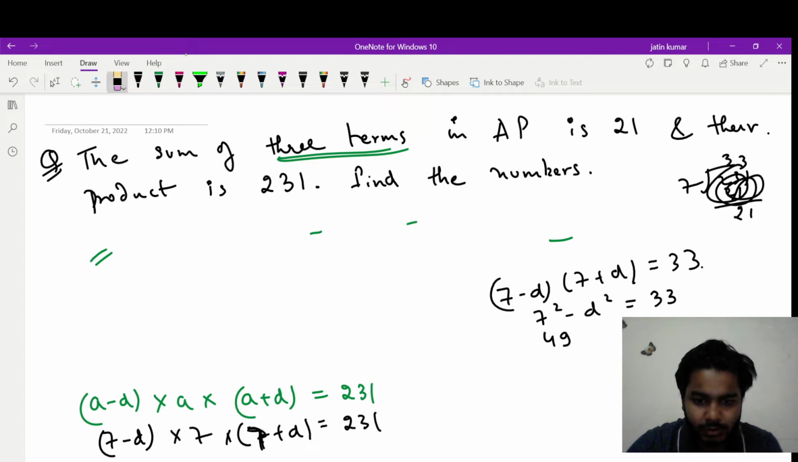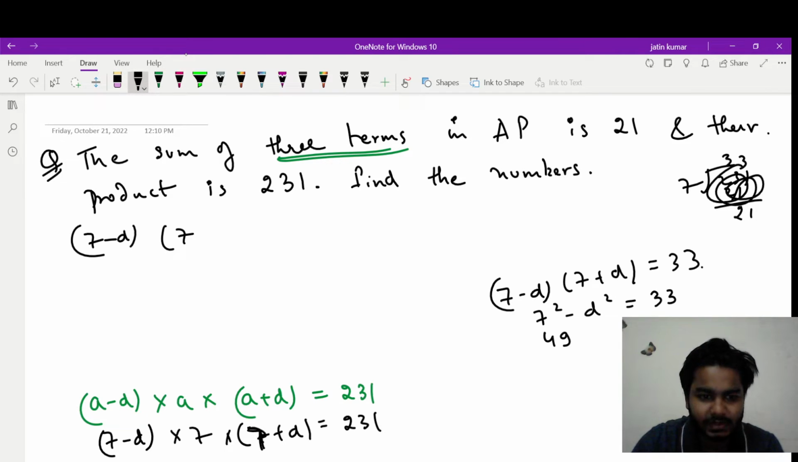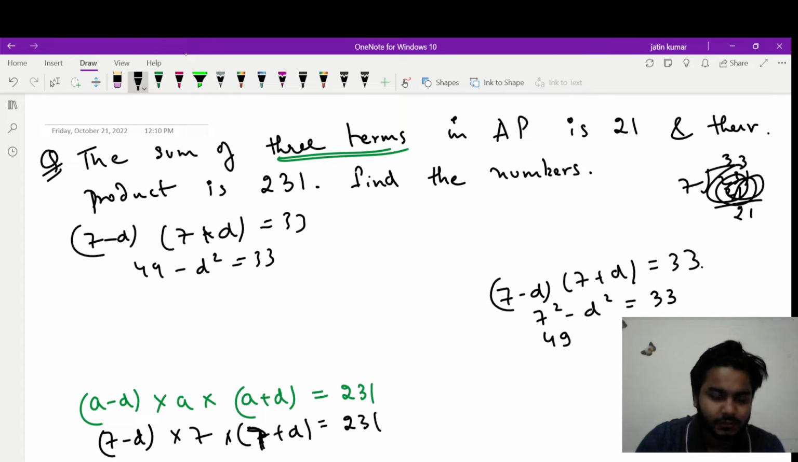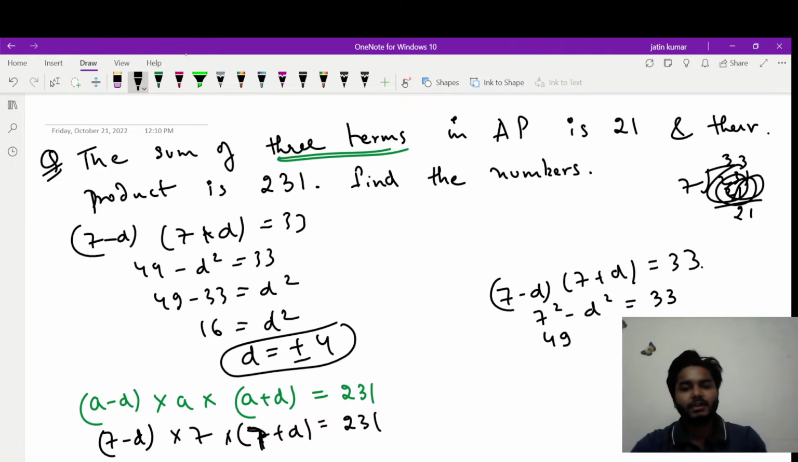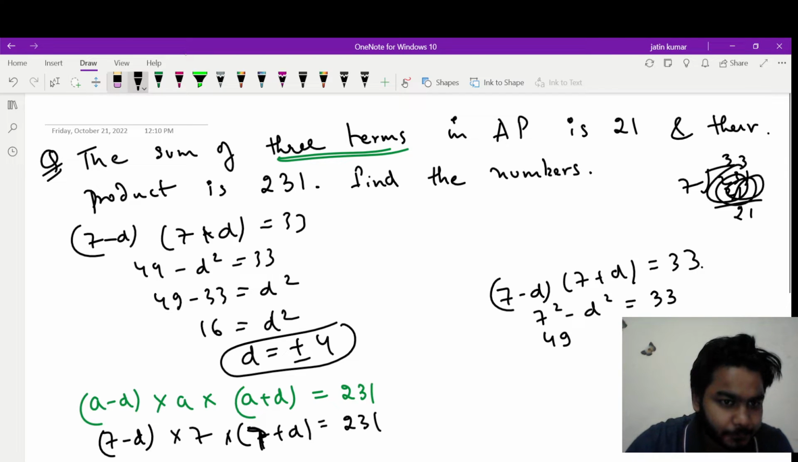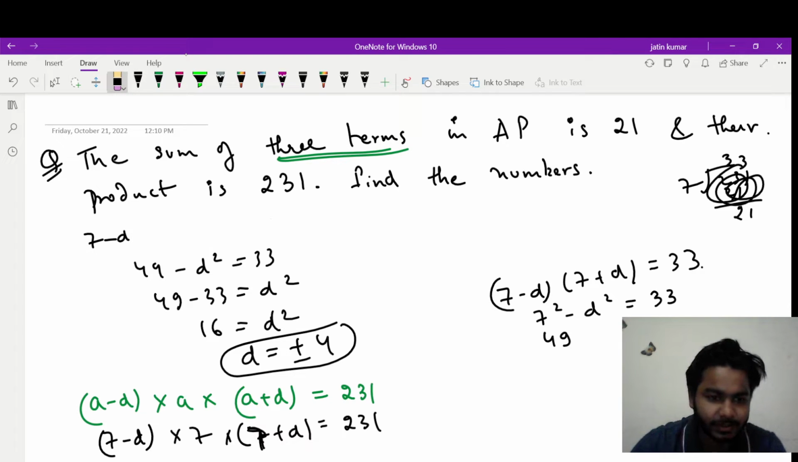So we have got the value of a and we are solving this. 7 minus d into 7 plus d is equal to 33. So 49 minus d square is equal to 33. So 49 minus 33 is equal to d square. Now what is this? 16 is equal to d square, so we have got the value of d as plus 4 and minus 4. Okay, so we have got the value of a, we have got the value of d. Now find the first three terms of AP.